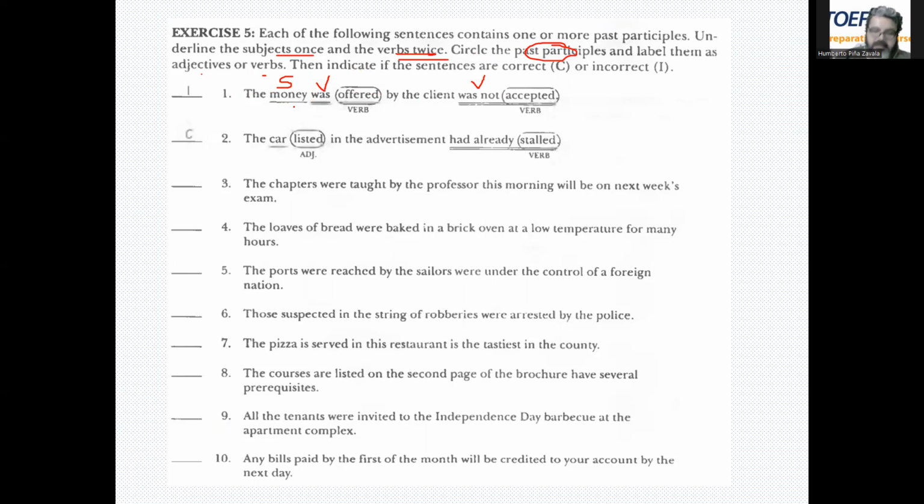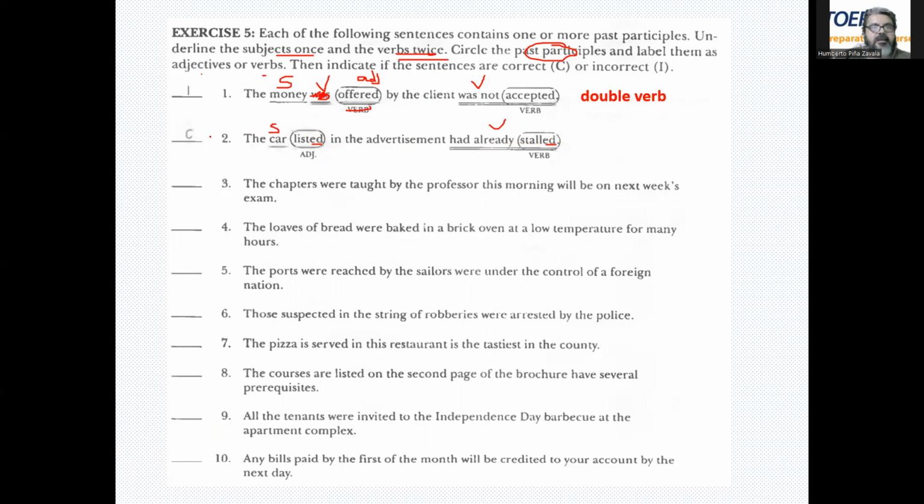Right here, you can see we have a double verb. That's why this is incorrect. So if we eliminate this one, then we've got the money offered, working as an adjective, by the client was not accepted. That's not the case. The car listed in the advertisement had already stalled. Okay, so we've got two verbs. The past participle, listed, -ed.